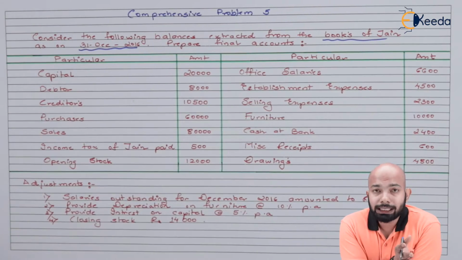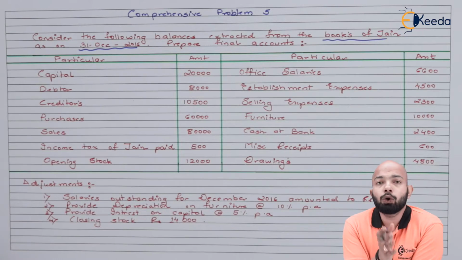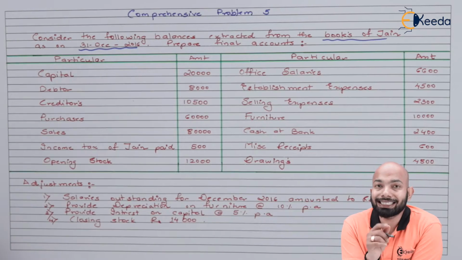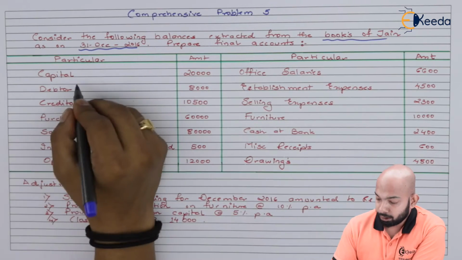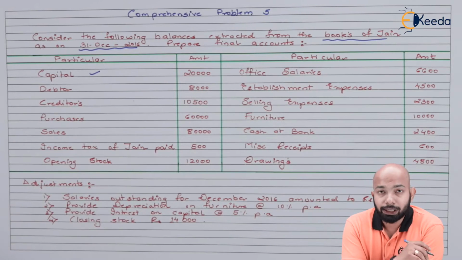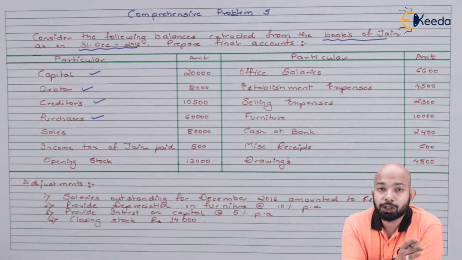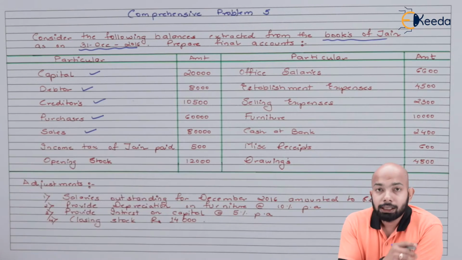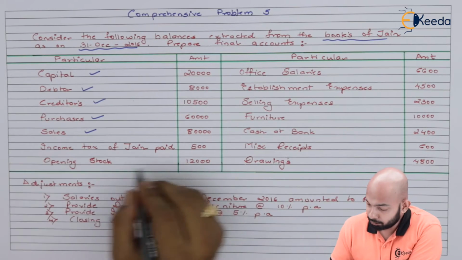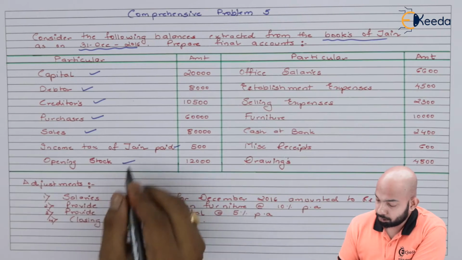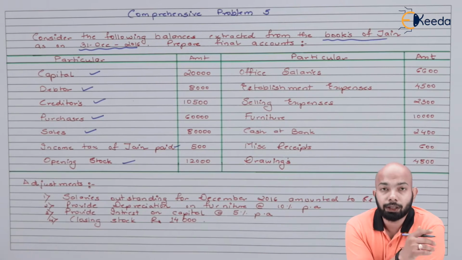Now, on the basis of all these details, we have to figure out how to prepare the trading account, profit and loss account and the balance sheet respectively. Let's figure out what exactly we have in this illustration. We have capital balance as 20,000, debtors as 8,000, creditors at 10,500, purchases at 60,000, sales at 80,000, income tax paid is 500, opening stock has been mentioned as 12,000.